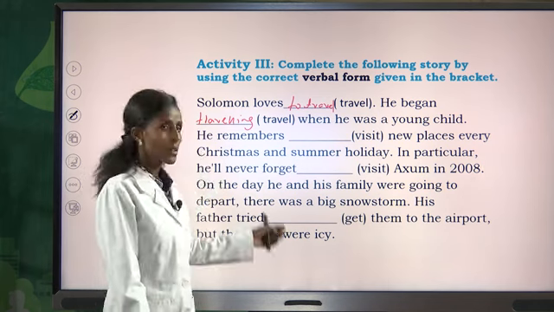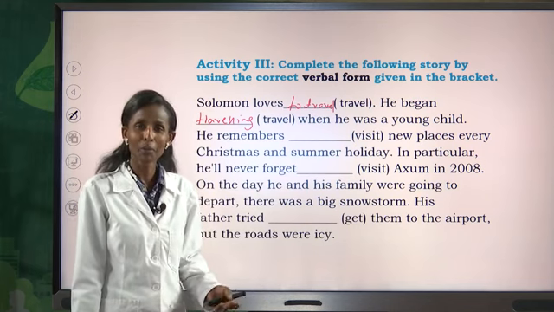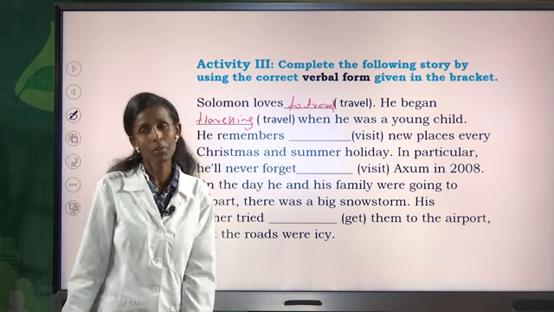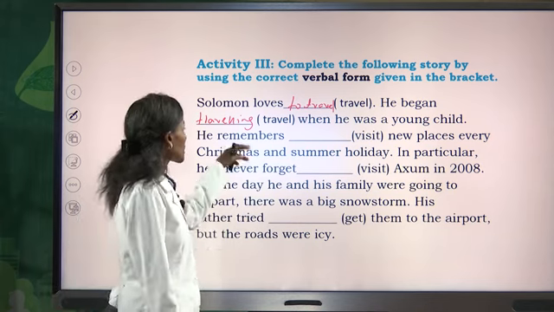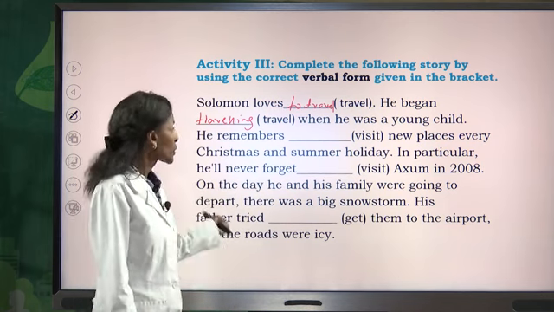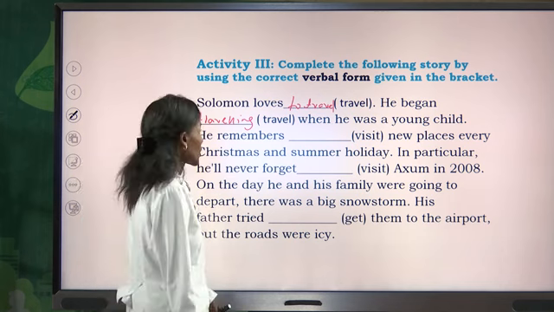When he was a young child, he remembers dash new places every Christmas and summer holiday. You have remembers. Remember is in the category of verbs which could be followed by either the infinitive or the gerund. If you are doing something and remember later, you'd use what? The gerund. But if you first remember and then do something, you'd use the infinitive. That is the implication of using remember.